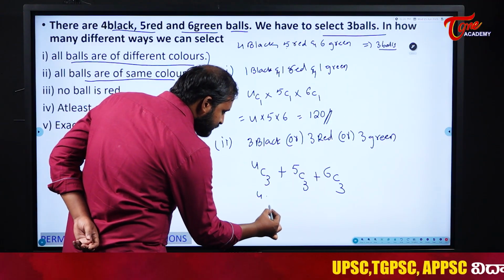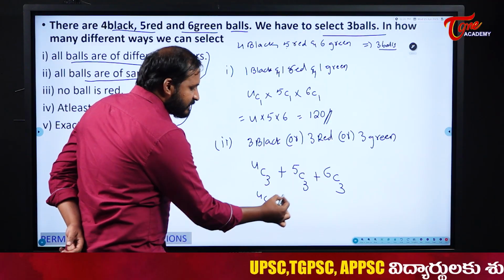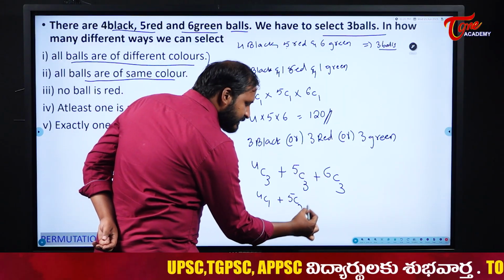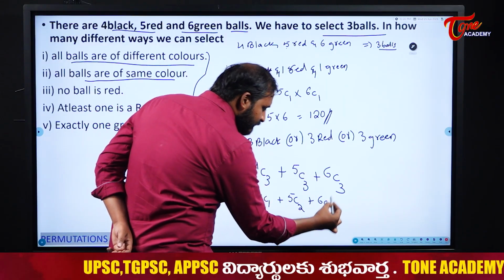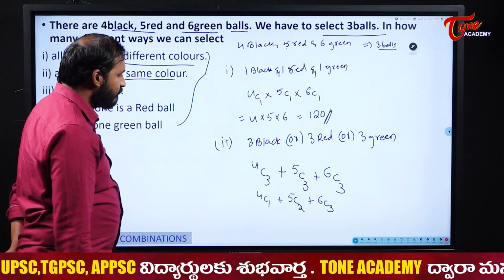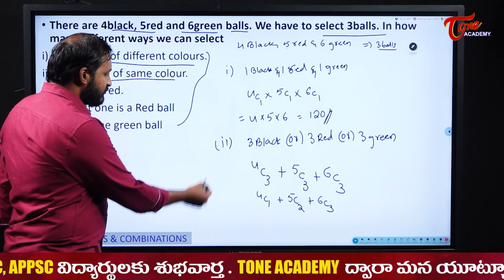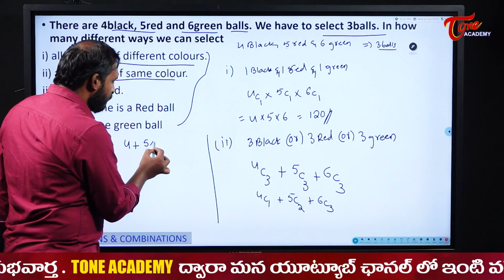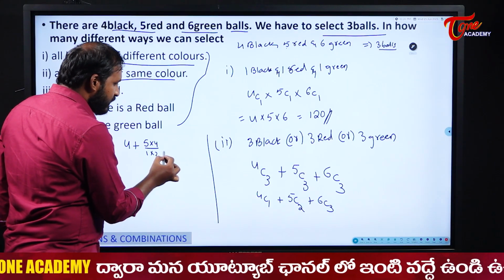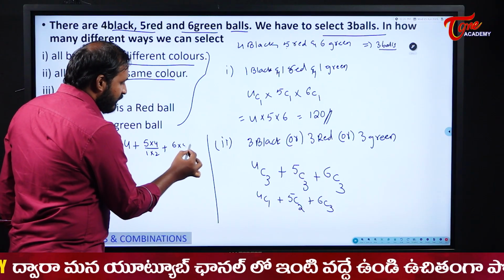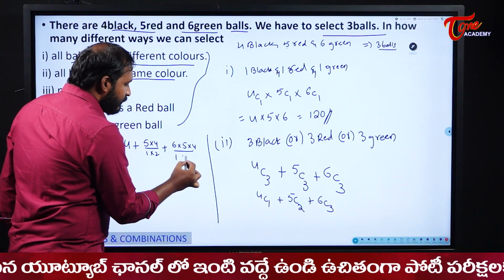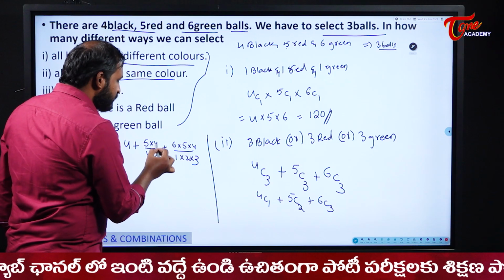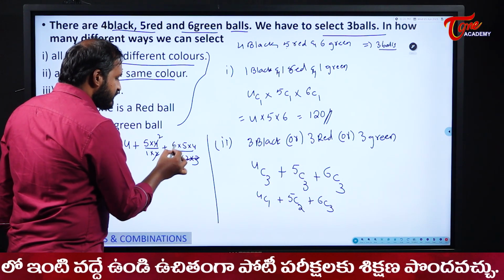Can I write this as 4C1? Yes. 5C3, can I write this as 5C2? Yes. 6C3 anyway is 6C3 only. We will not bother much about that one. So when you calculate it, 4C1 means 4, plus 5C2 means 5 into 4 by 1 into 2, plus 6C3 means 6 into 5 into 4 by 1 into 2 into 3. 2 1s are 2, 2 2s, 2 3s are 6, 6 will cancel.